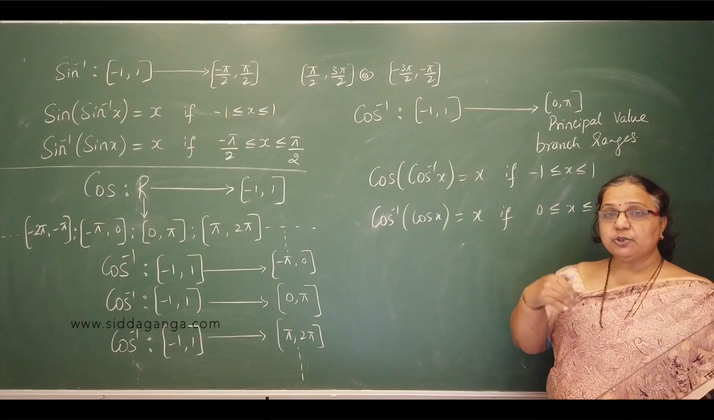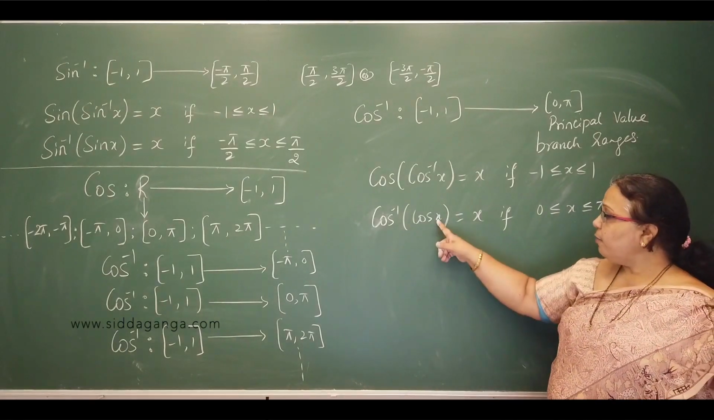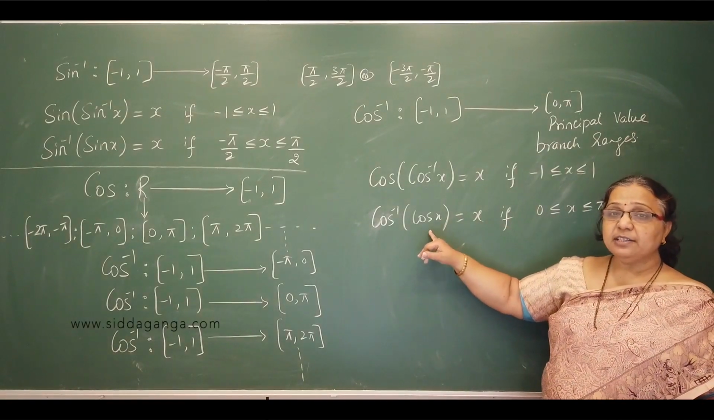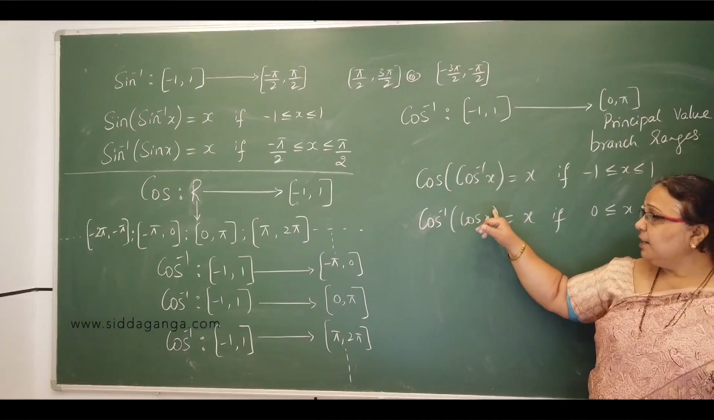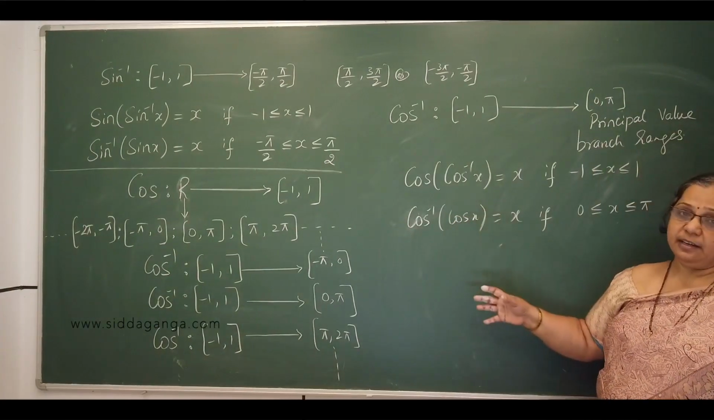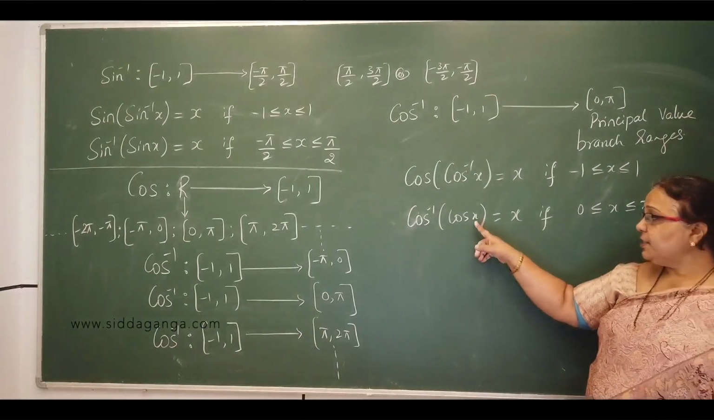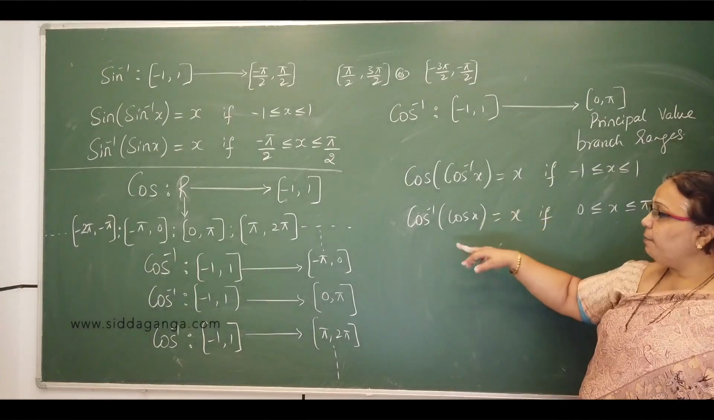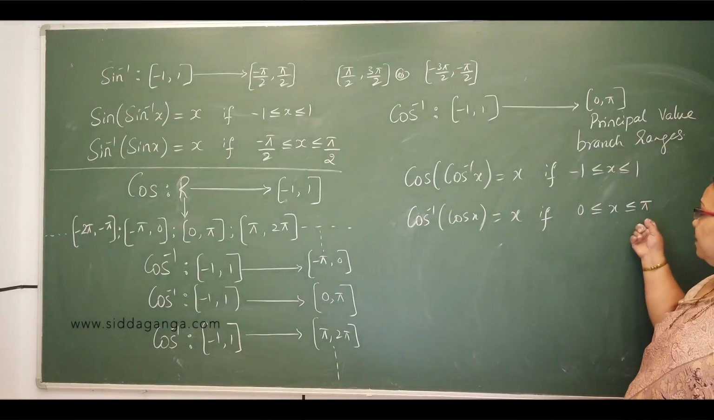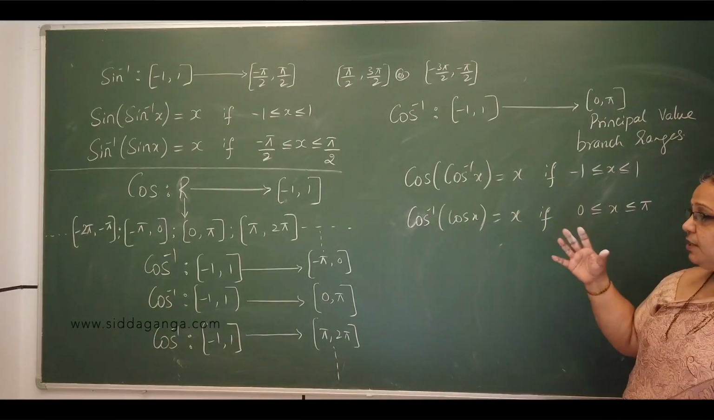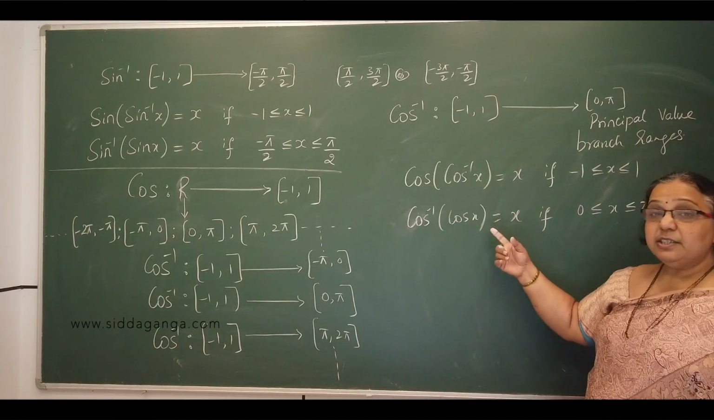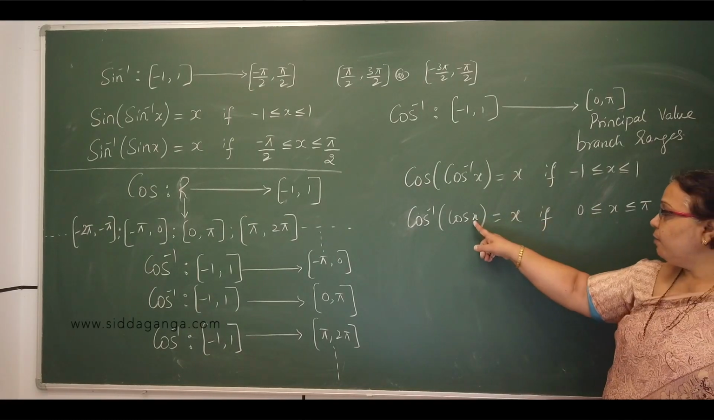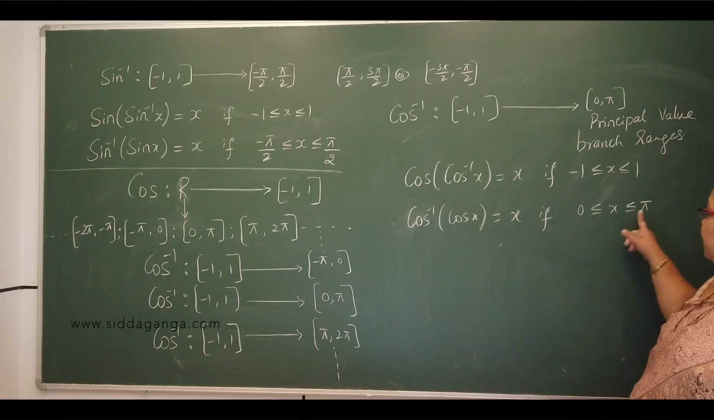So therefore, while solving the problems, if the value of x doesn't lie in this interval, with the help of allied angles, the angle is reduced to an acute angle. Then we can apply this property. We can apply this result. That is the application of allied angles here, to convert the value of x, that is the angle, into this range.